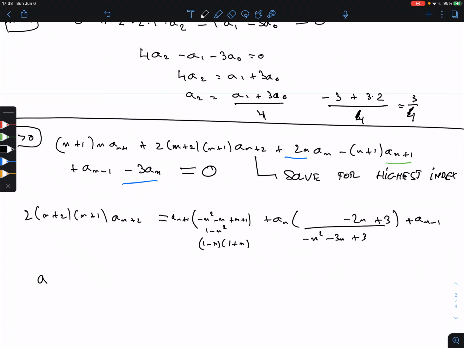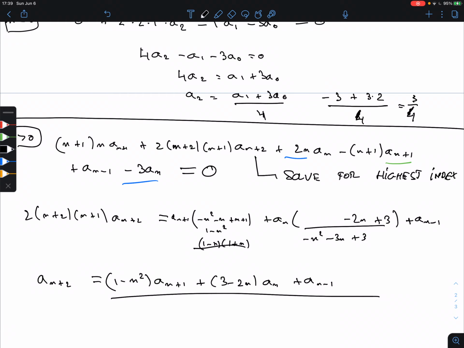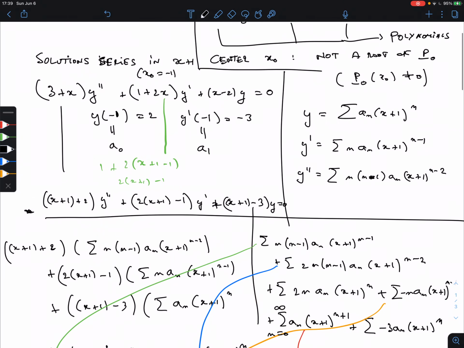Now I have to solve for an plus 2, sorry. Let's not factor this. That is 1 minus n squared an plus 1 plus 3 minus 2n an plus an minus 1, and this whole thing divided by 2 times n plus 2 times n plus 1. The book has arranged it slightly different, but the way you arrange this is really not important. We know already what A2 is. Let's make that standard assumption. I want A0 up to A5.